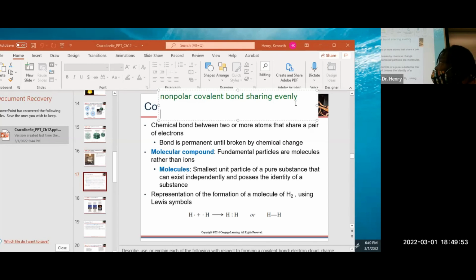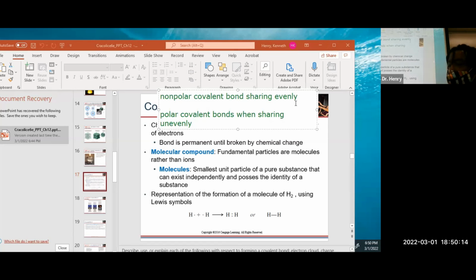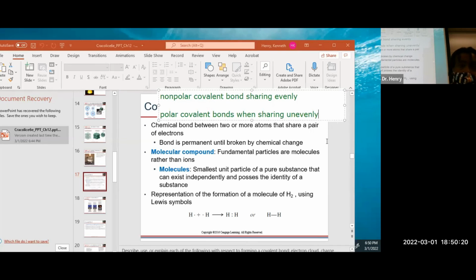It's called a polar covalent bond when sharing unevenly. Okay. Simple, right? So let me give you an example.